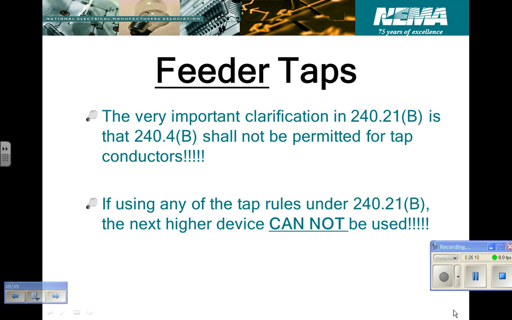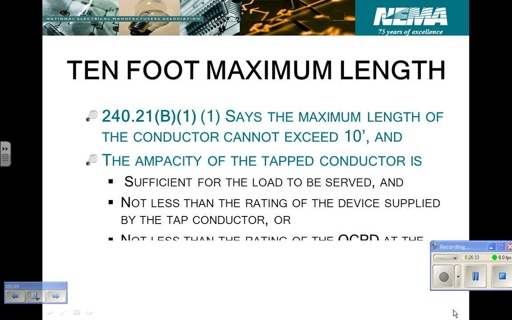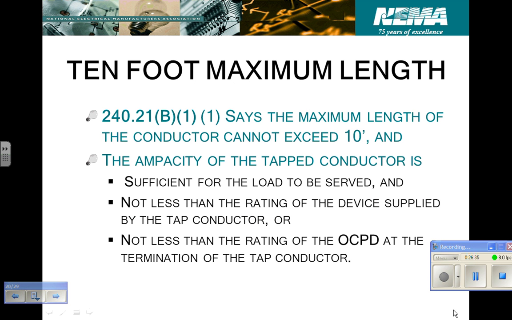Very important clarification in 240.21(B) is that 240.4(B) shall not be permitted for tap conductors. What are they talking about? If using any of the tap rules under 240.21(B), the next higher device cannot be used, which isn't always true either. What do 240.21(B) and 240.4(B) say exactly? We need to look that up.